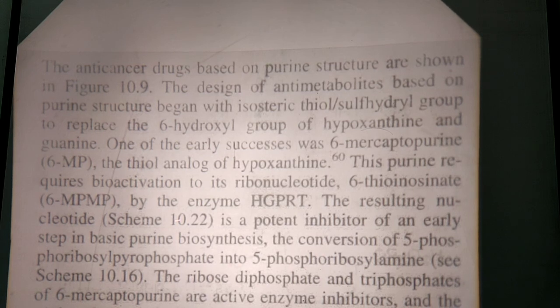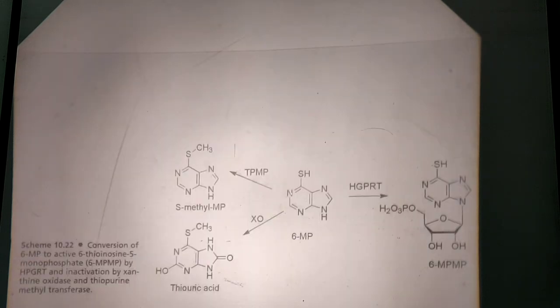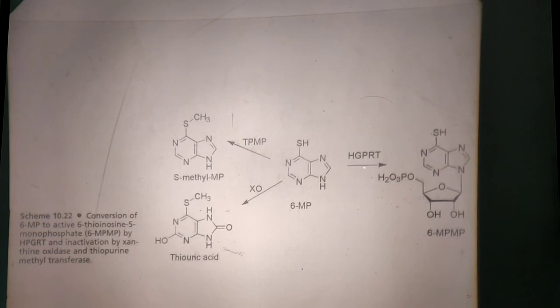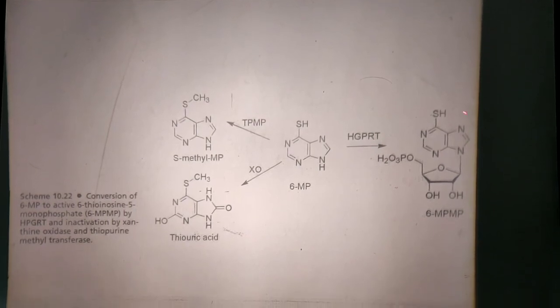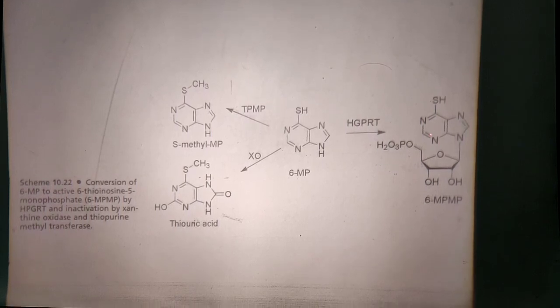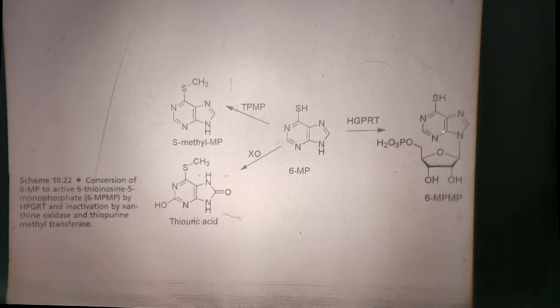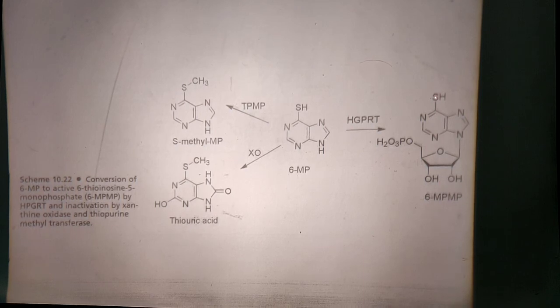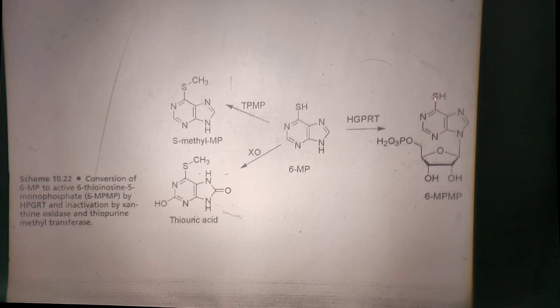The resulting nucleotide is represented as 10.22. I'll be showing it to you. This is here, this is 6-mercaptopurine. Hypoxanthine guanine phosphoribosyl transferase will convert it into this compound, and if this enzyme is inhibited, this will not be formed, and it will not be able to be caught up by the DNA molecule due to the presence of S in place of O. So it will not be able to enter into the DNA, and DNA will not be formed, and even the elongation of the DNA chain will not take place, and the cell division will stop, and the cancer will stop in that respect.